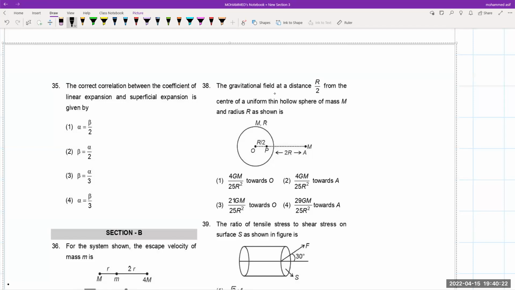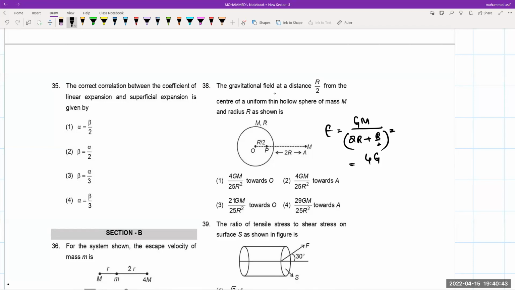Isn't it? So I can write here gravitational field E is equals to capital G, capital M divided by, this will be equal to 2 into R plus R by 2 whole square. Okay. So that will be equal to 2R by 2 plus this one. That means this will become for me 4 times of capital G, capital M divided by 25 times of R square towards A. Then second option will be the answer.